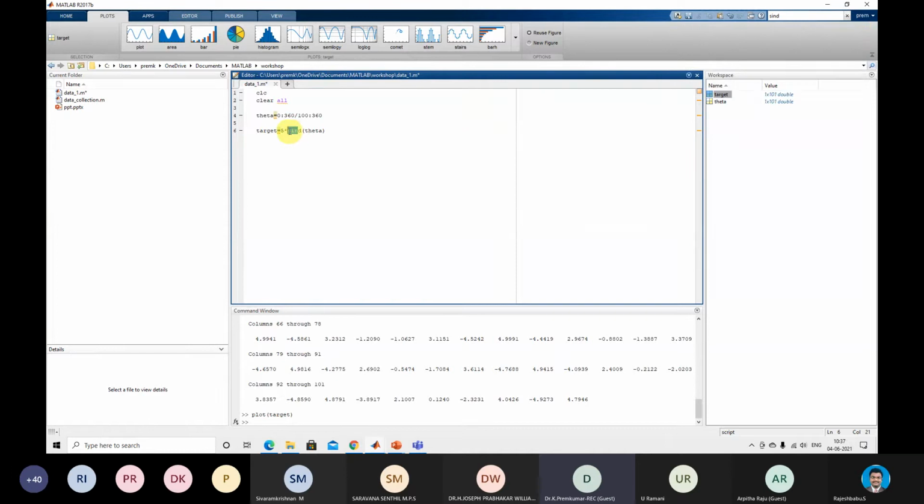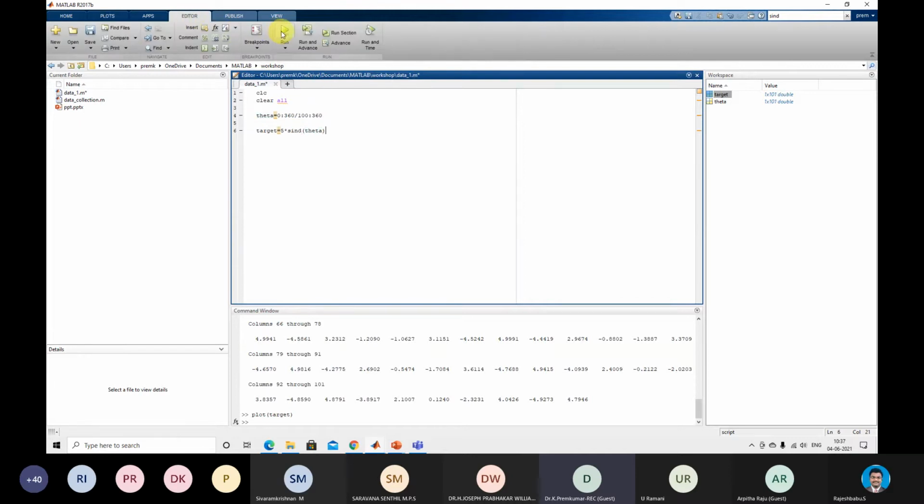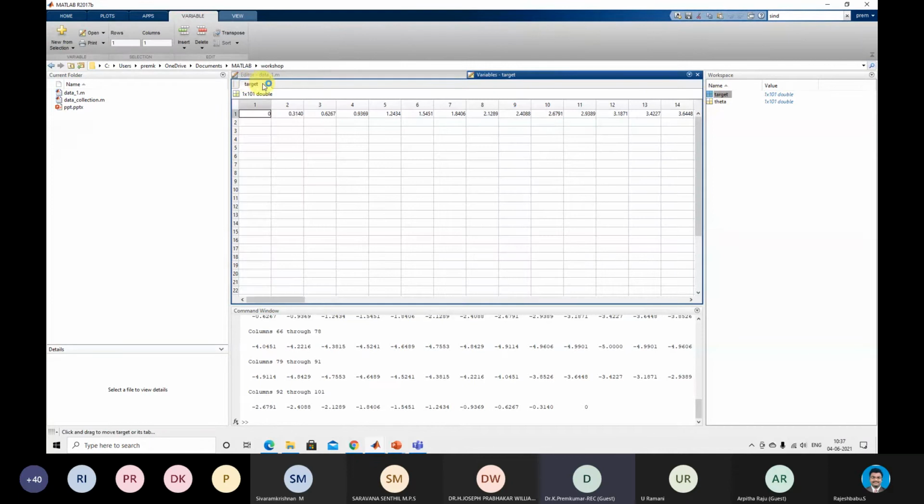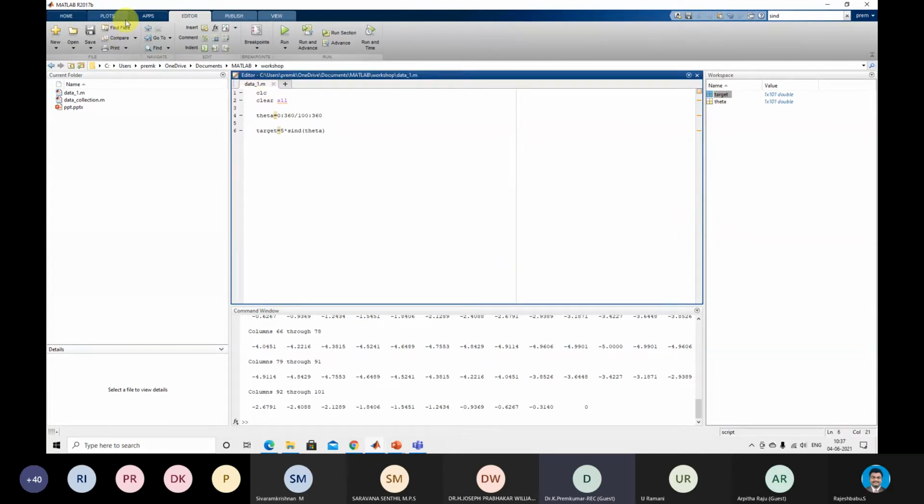Because when you use only sine, the theta should be in radians. If you are generating the data in degrees, then you have to use this sind. So now let's execute this file. Now we can see the target, and you will get a proper sinusoidal waveform.